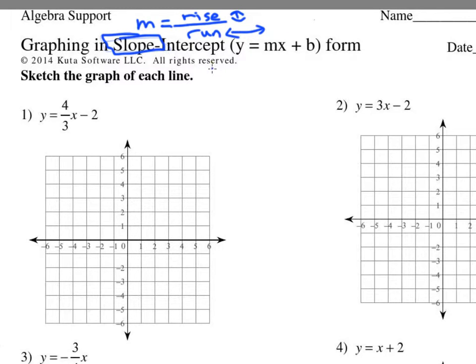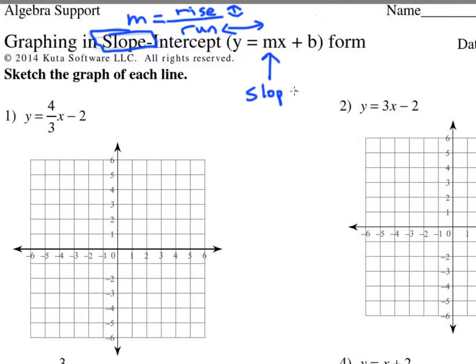Okay, that's your slope. Everything we graph today is going to be in this y equals mx plus b form. You get y by itself. M stands for your slope, and b stands for your y-intercept, and that's where it hits the y-axis. Let's practice graphing some of these. We'll do a few together, and then I'll let you work on your own.